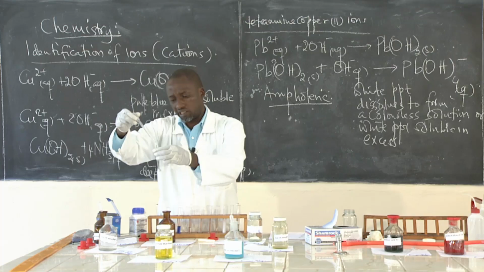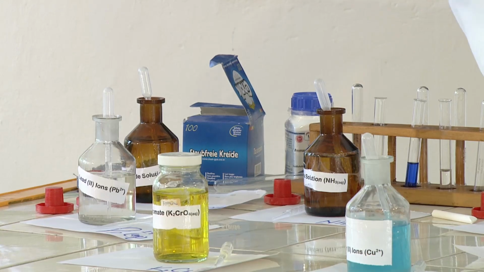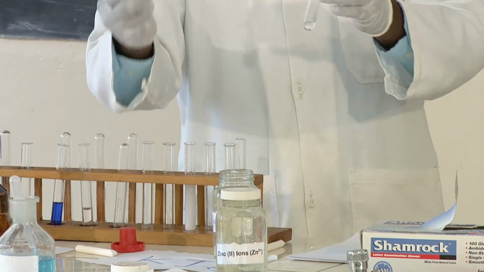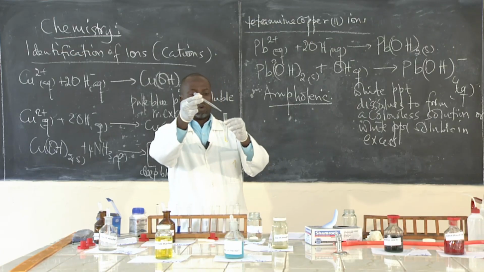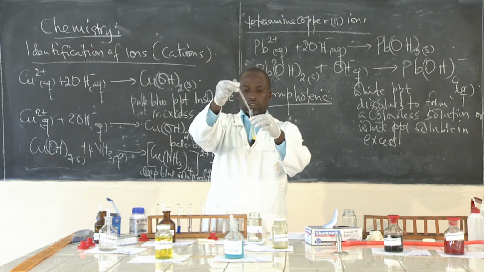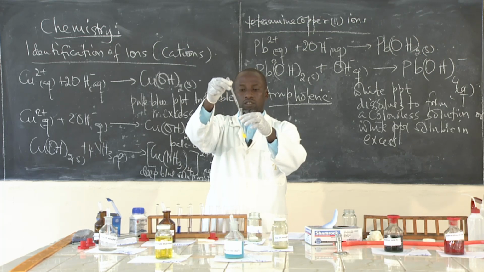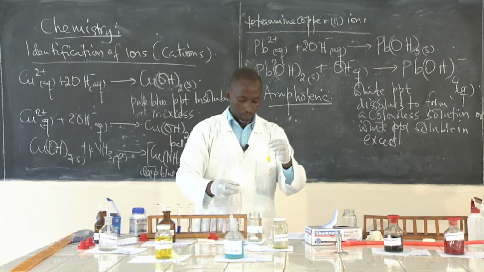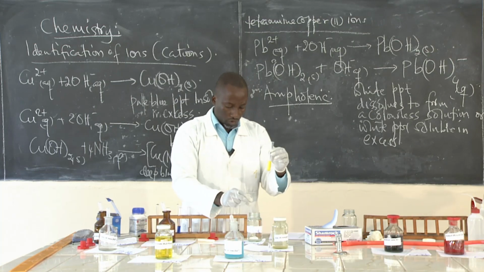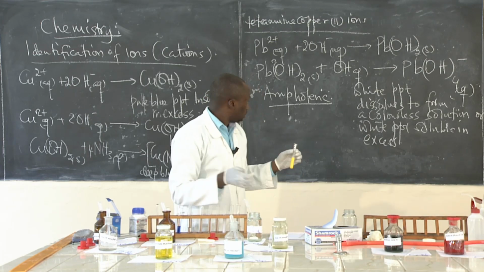We'll have to use the lead. Add a few drops, we don't need to add more. Then add potassium iodide. Add a few drops. See the color? Very interesting color. Deep yellow precipitate. See how it is? Deep yellow precipitate, and it is insoluble in excess.